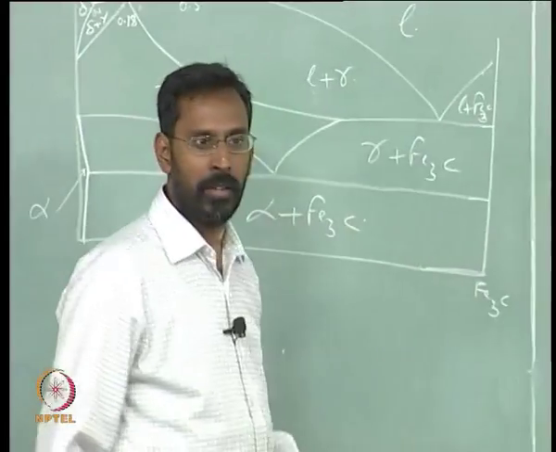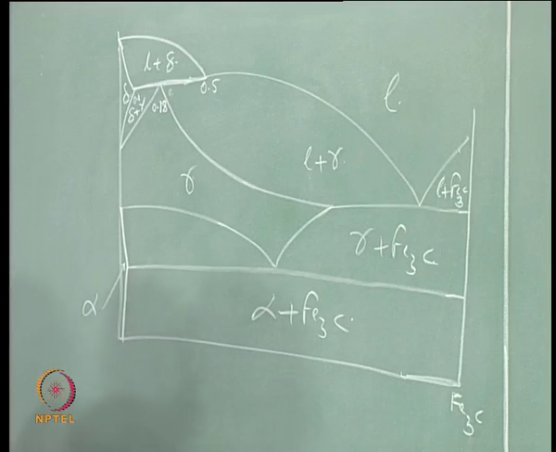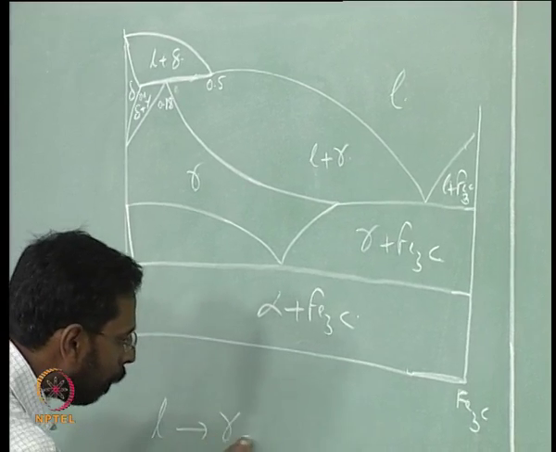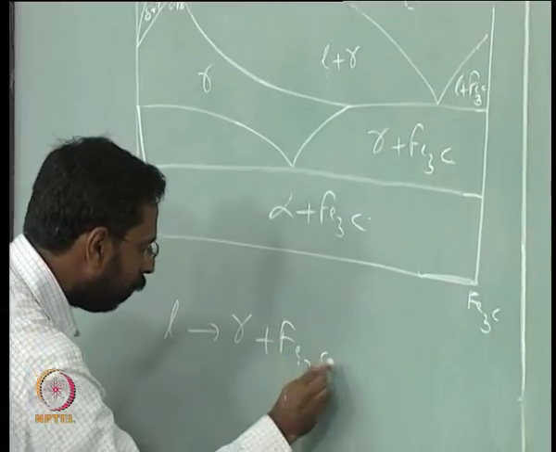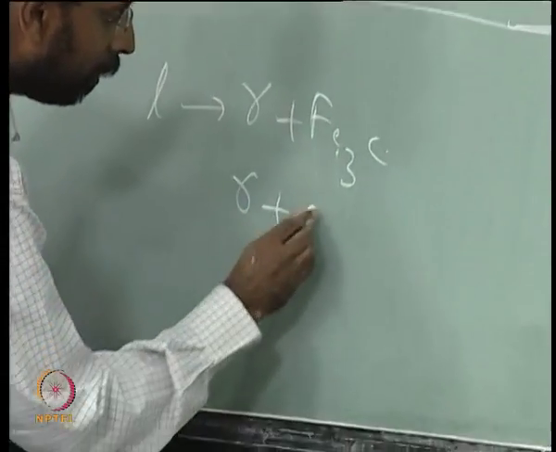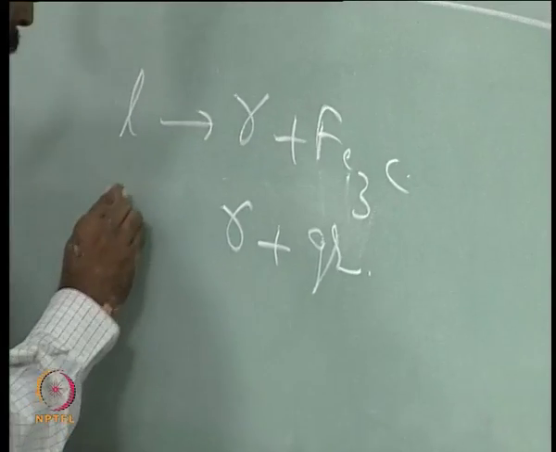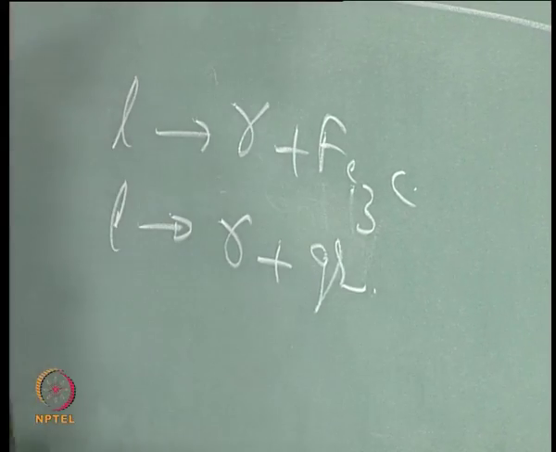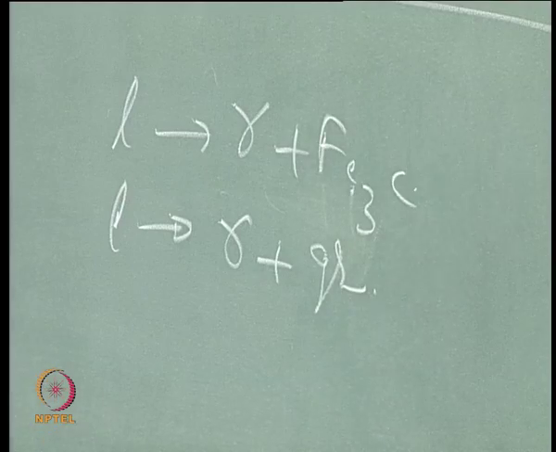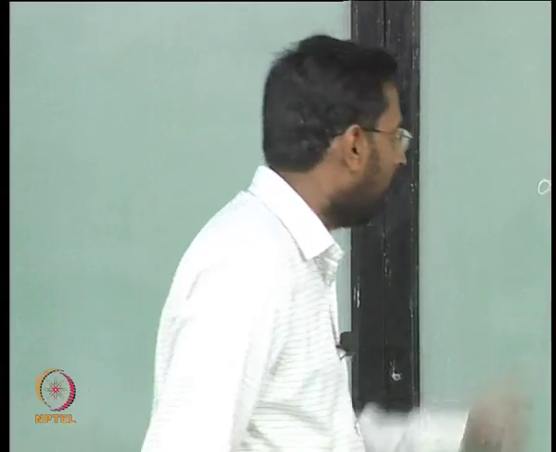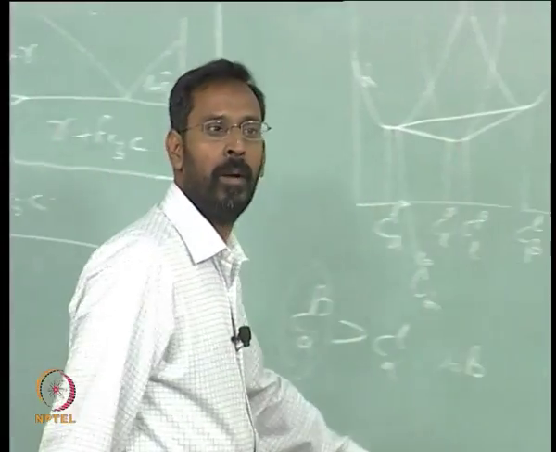and that will affect the phase diagram. So for example, if I take a eutectic where liquid is giving you gamma plus Fe3C, and look at the other eutectic where liquid is giving you gamma plus graphite, will these two eutectics have the same temperature? Will these two eutectics have the same eutectic composition or not? What does it depend on? That depends on exactly the free energy composition diagrams.